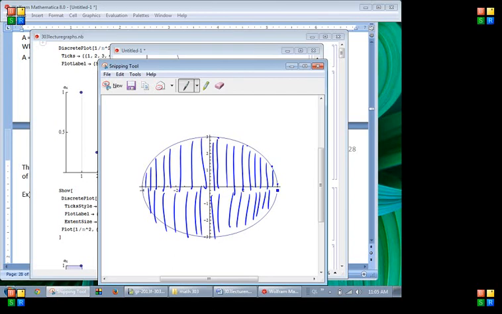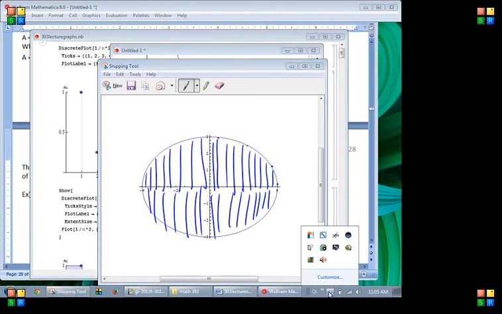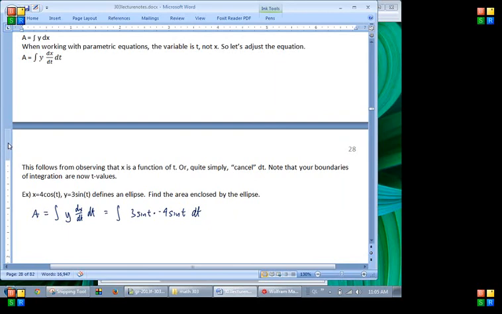So what should we do in order to find the area? Integral from 0 to pi and multiply by 2. Or we could even go from 0 to pi over 2 and multiply by 4 because we know about the symmetry of an ellipse. So either way. Let's just do this one: from 0 to pi, and then we're going to multiply by 2.